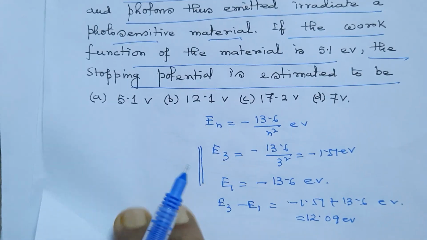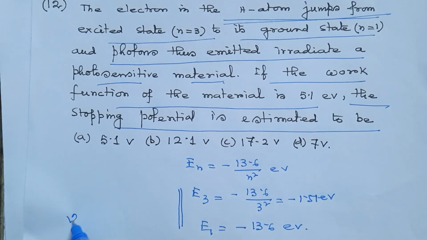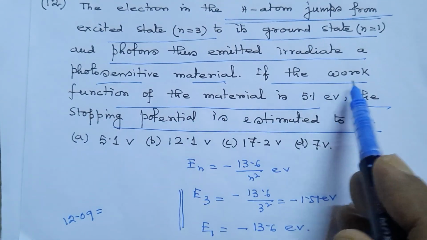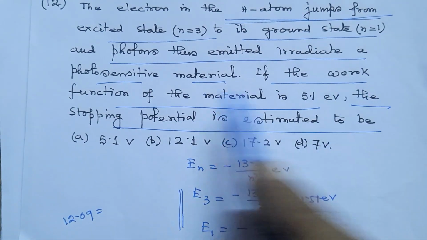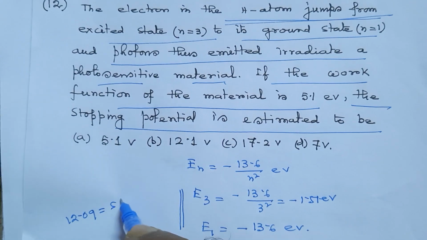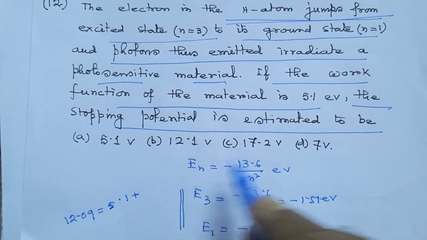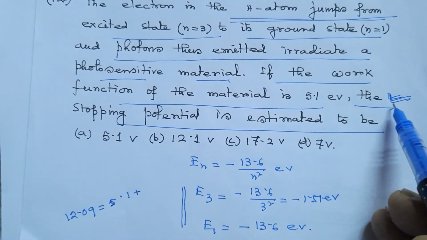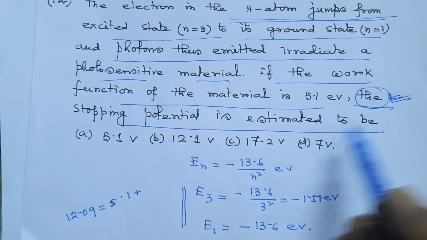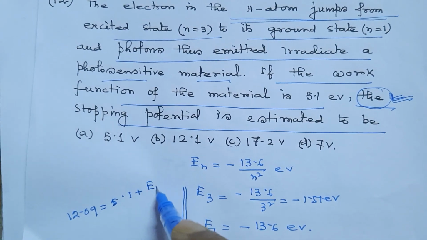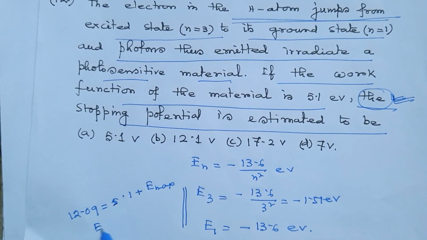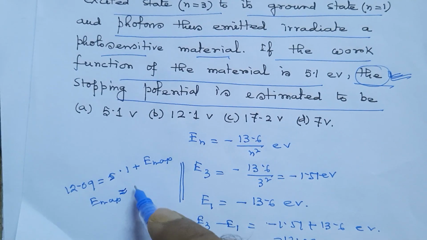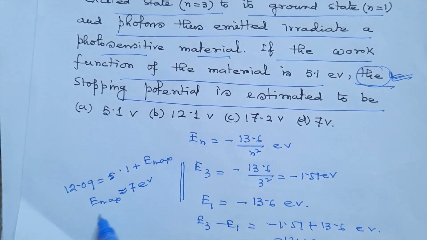Now this energy is used in two ways. For the photoelectric emission, incident energy is used in two ways. First, a portion is used as a work function, that is 5.1 electron volt in the given problem, and the rest is used as the kinetic energy of the photoelectrons. If we write down Einstein's equation, that should be the maximum kinetic energy of the photoelectrons. So E max equals the difference between the two, that is nearly 7 electron volt.